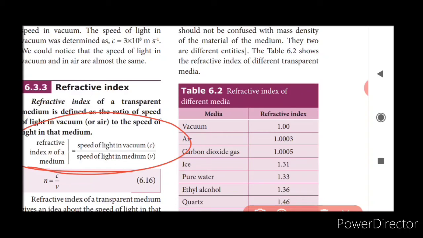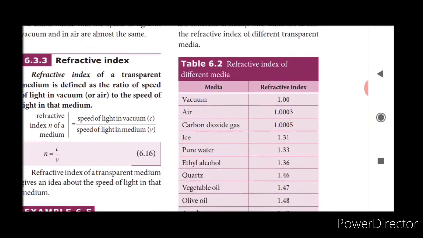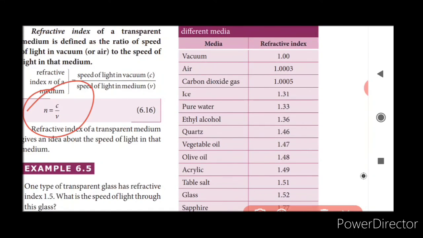C is the speed of light in the vacuum, V is the speed of light in the medium, then N is called refractive index, and N equals C by V. So there is no unit, okay, because both are speeds, so meter per second will cancel each other, so there is no unit for this one. This is a 2 mark question.